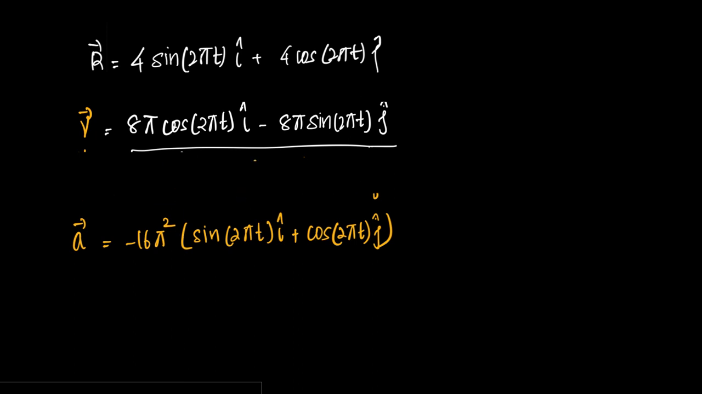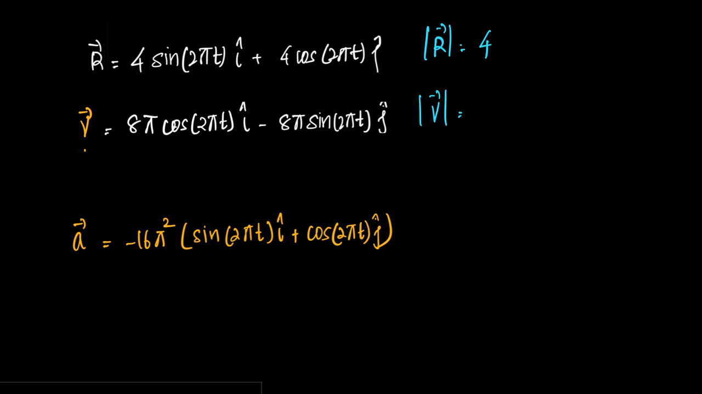So we got acceleration, we got velocity and displacement now. So what is the magnitude of r? We already found it out to be 4. What is the magnitude of v? Magnitude of v we just found out to be 8 pi. And what is the magnitude of a? It will be equal to root of 16 square pi square, which is 16 pi, right?